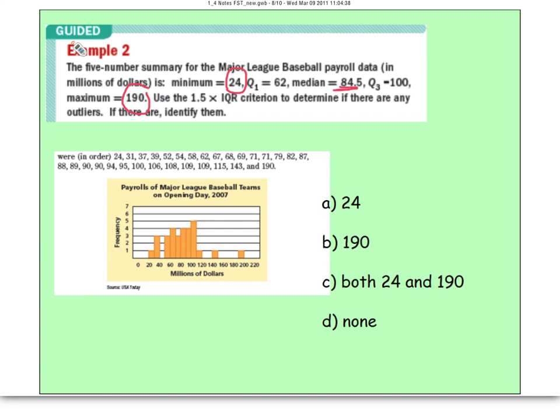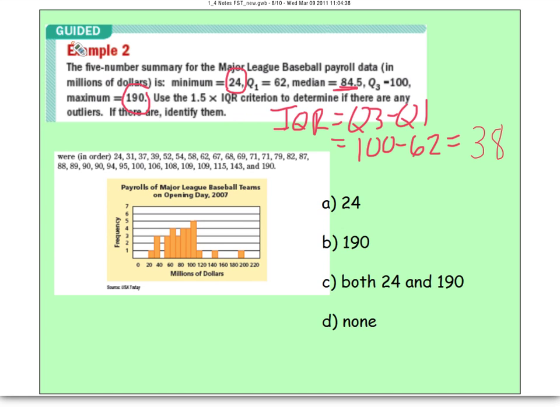So here's what we do for the test. First of all, find the IQR, which is Q3 minus Q1. Quartile 3 is 100, quartile 1 is 62. Subtract, and we get 38. Now the test says take 1.5 times the IQR. So I'm going to take 1.5 times the number 38, which is going to give us 57.